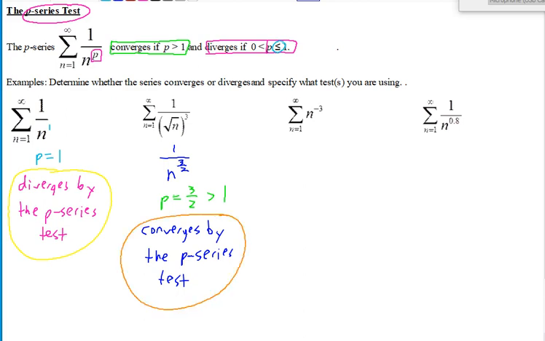All right, the next one you can see is written with a negative exponent. We can easily rewrite that as 1 over n cubed. So if you rewrite it that way, then you can see p is equal to 3, which again is greater than 1. So this one also converges by the p-series test.